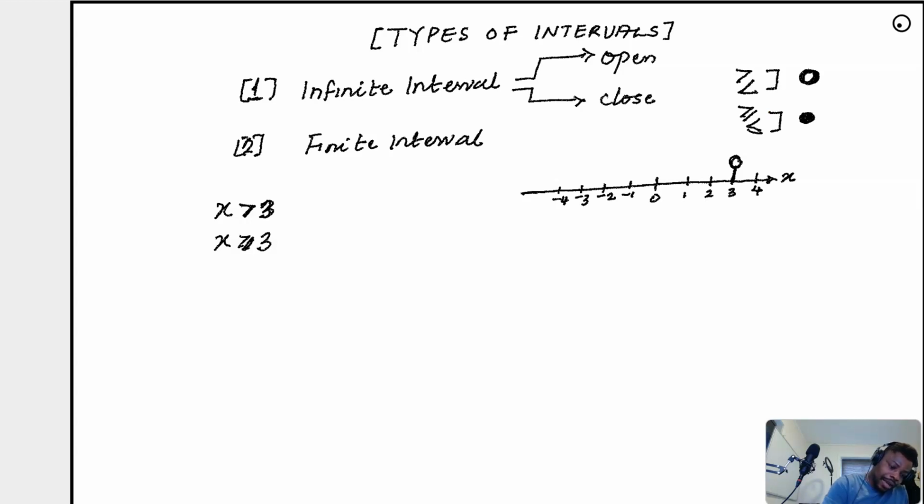Okay? So now I'm talking about greater than 3. So I'm using this, the same thing as is called open, and this is something as saying close. So greater than 3 means any number that is greater than 3. That is everything here greater than 3.